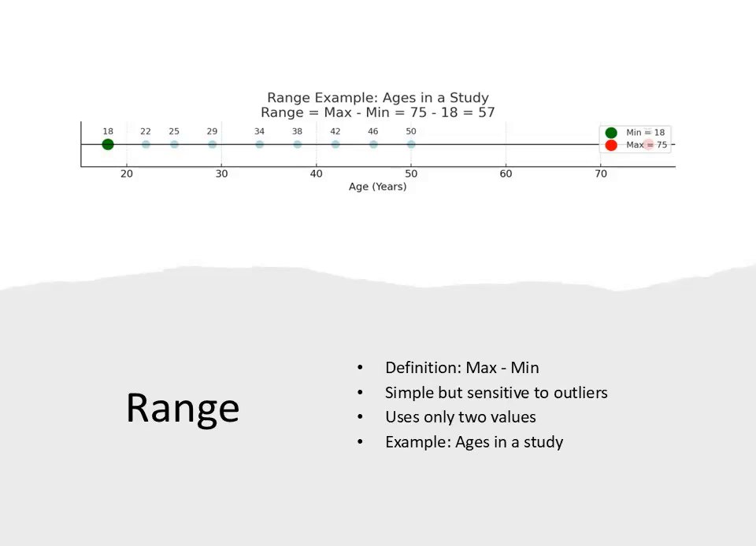It's simply the difference between the maximum and minimum values in your dataset. For example, if the youngest patient in a study is 18 and the oldest is 75, the range is 75 minus 18, or 57 years. It gives a quick sense of spread, but is highly sensitive to outliers, since it depends only on the two extreme values. It's rarely used as the sole measure of variability in scientific reporting.